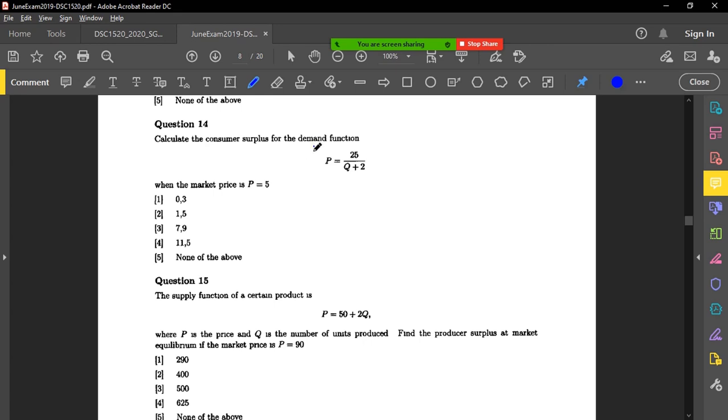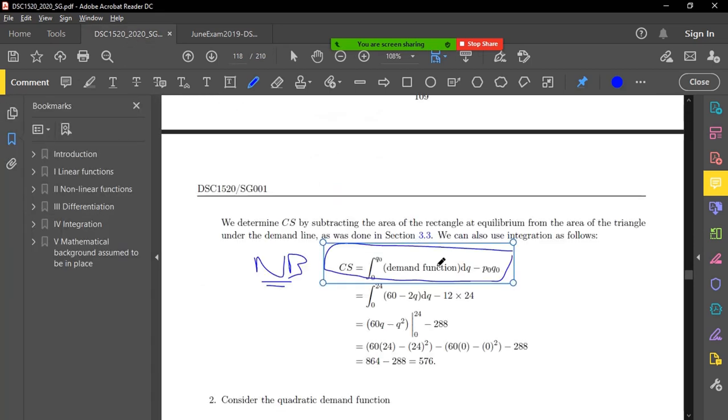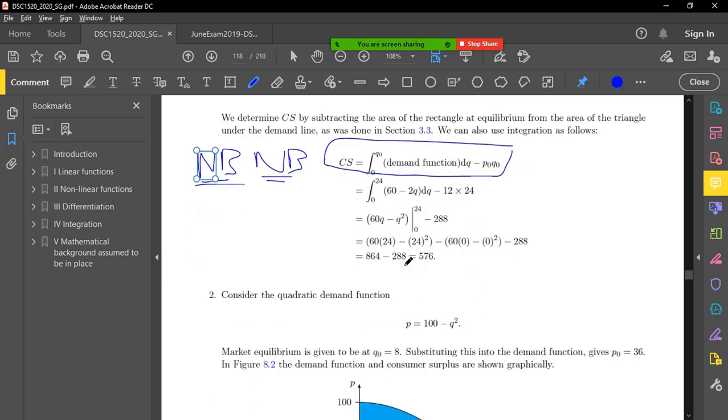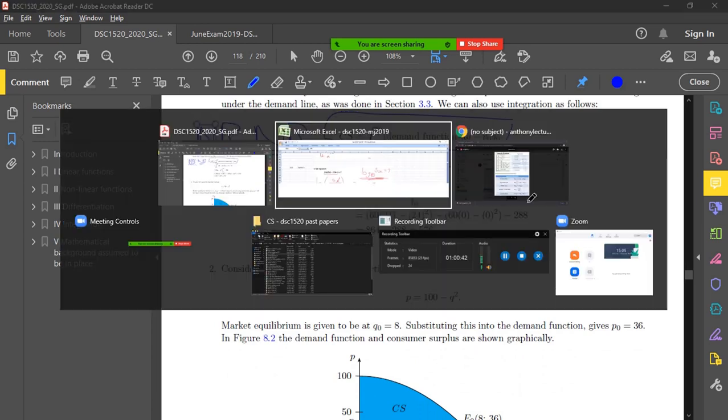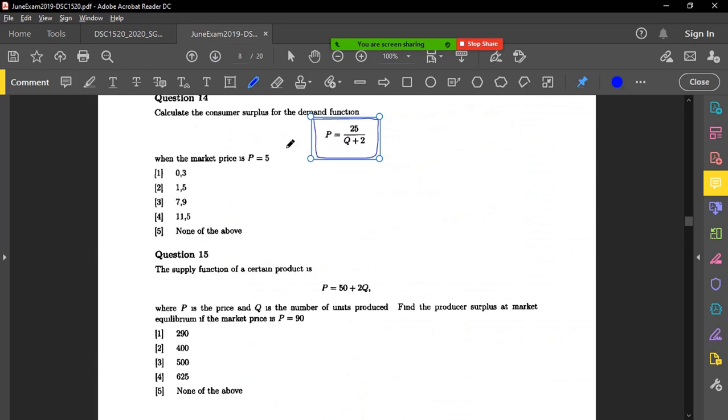Okay, so you do this one. Consumer surplus. What formula are you going to use? So yeah, it's going to be that integral one. Yeah. There's the formula. Do you see it? Yeah. Okay, so let me go back to that page. Oh, I can't actually. I have to do it this way.